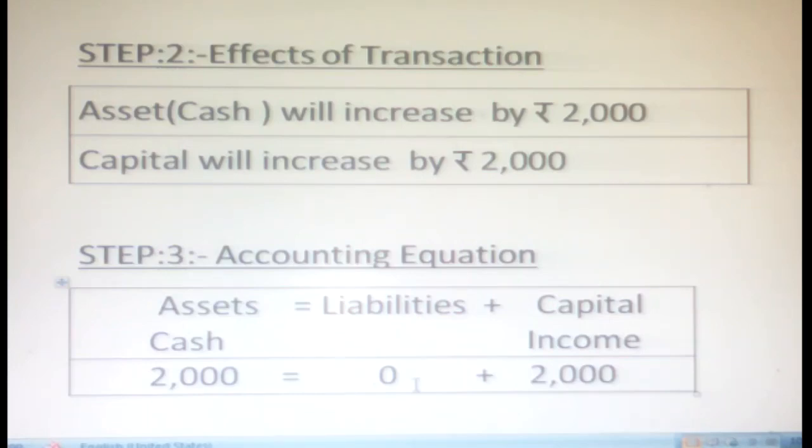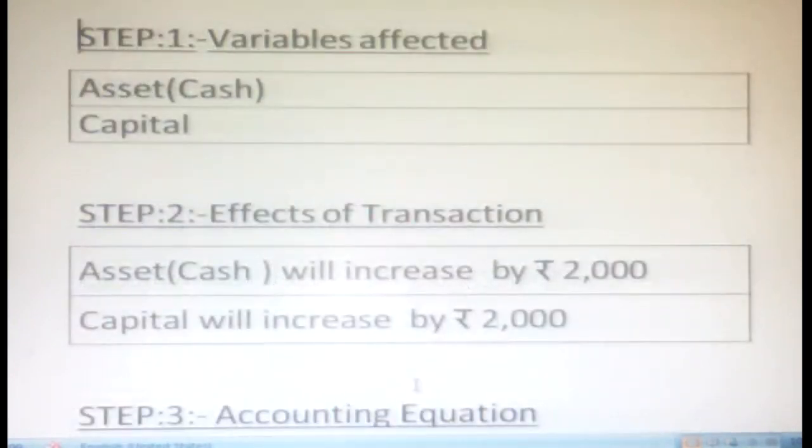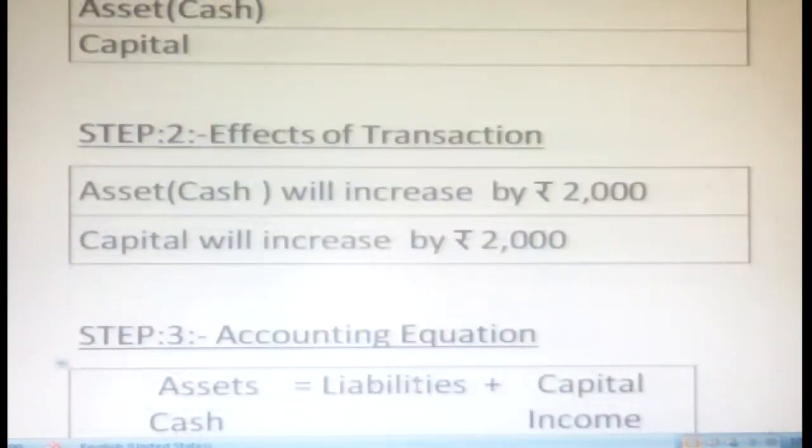From these examples, the previous class and this video, you have to understand how to give the transaction. Step number 1, variables affected. Then step number 2, effects of the transaction. Then the accounting equation. You have to prepare it individually for each transaction. Thereafter, you have to work out collectively for the accounting equation exercise. For example, under 10 transactions, they will give you one by one. How we are going to work that out, you will see in our next video.